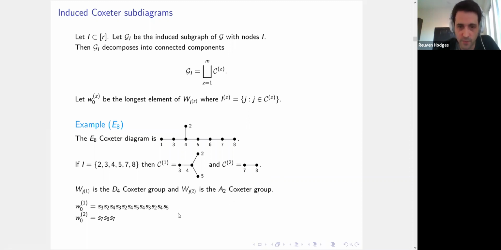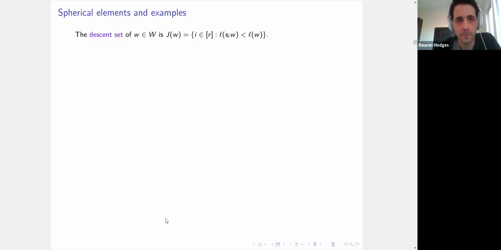And then these are the respective longest elements in each of these two Coxeter groups. Okay. All right, so I think that's all the background material that we need. And so now I can give you the central definition of this talk. Well, not this definition, but right after this definition, I'll give you the central definition.